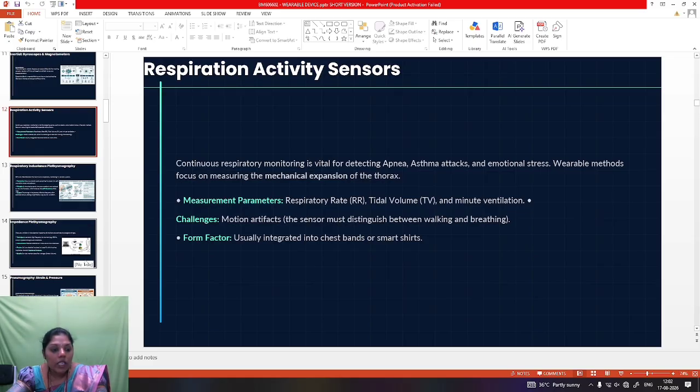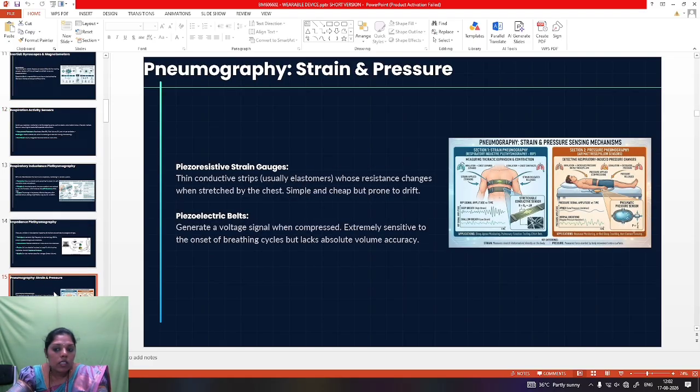Now let us move to the next topic. Piezoresistive strain gauges, piezoelectric belts. Piezoresistive strain gauges: a conductive strip whose resistance changes when stretched by the chest, simple and cheap but prone to drift. Piezoelectric belt means it generates a voltage signal when compressed, extremely sensitive to each breathing cycle but lacks absolute volume accuracy.